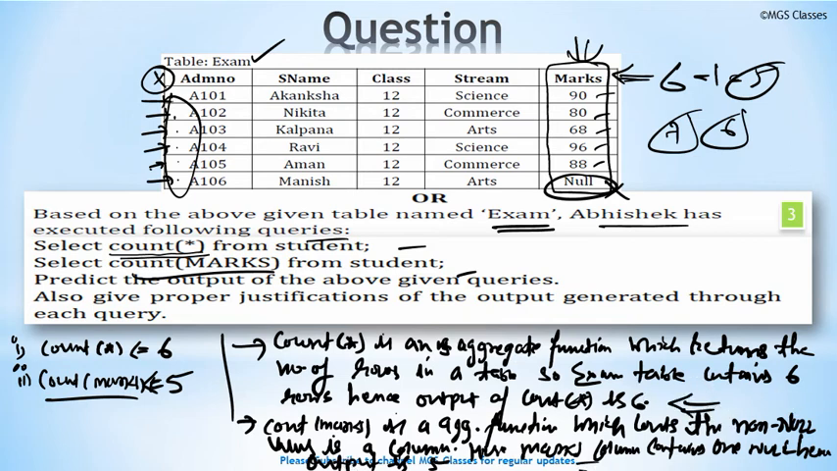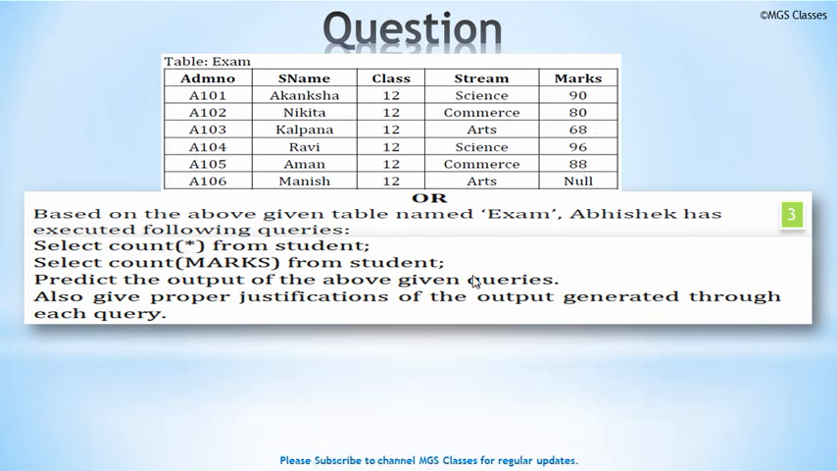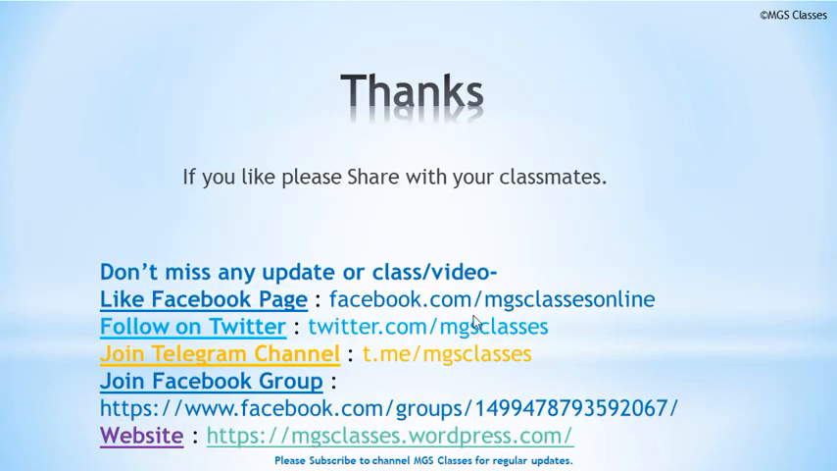Writing is a little bit rushed, so you may not understand this, but I have spoken it out while writing, so you can write it if you want. Okay, so this way you can answer: 1 mark for this query output, 1 mark for this query, and 1 mark for this justification. If you write the answer like that, you will definitely get 3 out of 3 marks.